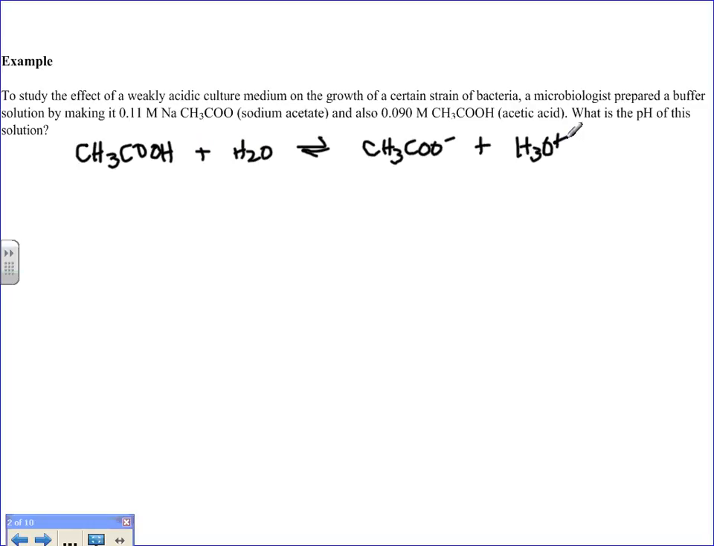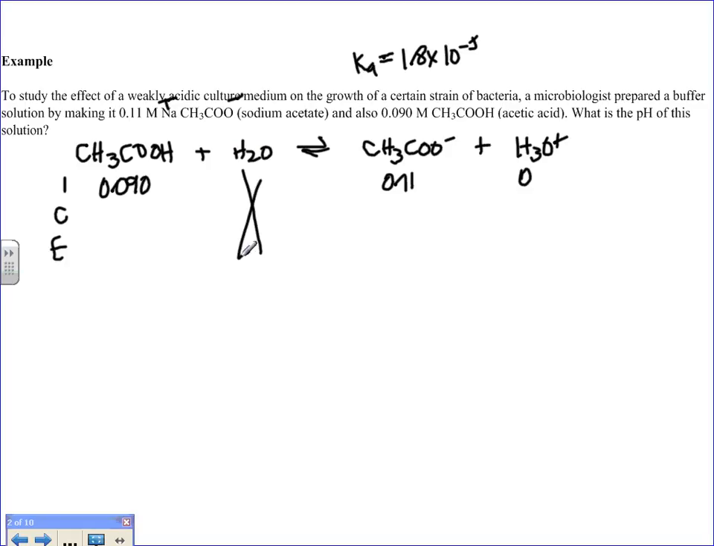So we can write its reaction. Okay, the Ka value for this acid is 1.8 times 10 to the negative 5. Now the sodium acetate here, when it dissociates, will produce sodium plus and acetate ion in a 1-to-1 ratio. So what that means is that the concentration of acetate initially is 0.11. The concentration of the vinegar, or of the acetic acid, is 0.090. Initially, we've got no H3O+.